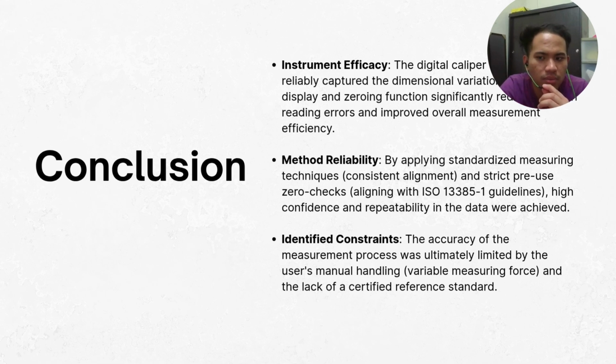The third thing I want to talk about is that we also identified some constraints, because for each experiment we have to acknowledge the constraints of the process. While our methods were accurate enough, the ultimate accuracy was limited by the manual nature of the measurement itself, specifically the variable force applied during handling, or some external factors that we cannot control.